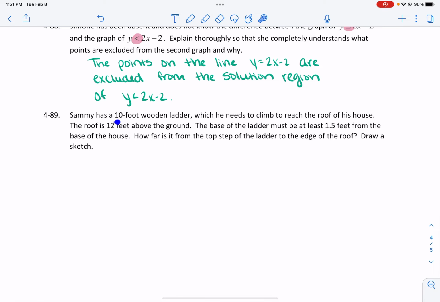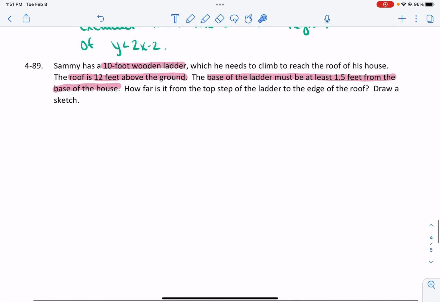4-89, Sammy has a 10-foot wooden ladder, sounds important, which he needs to climb to reach the roof of his house. The roof is 12 feet above the ground. The base of the ladder must be at least 1.5 feet from the base of the house. How far is it from the top step of the ladder to the edge of the roof? Draw a sketch.